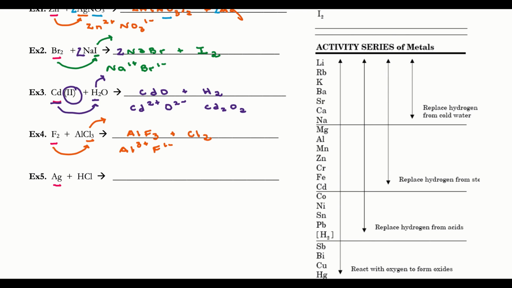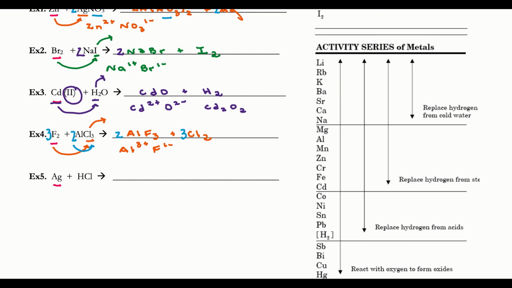All right, now I need to balance. I've got 2 fluorines on my reactant side and 3 fluorines on my product side, so I want to make that equal to 6. So I'm going to put a 2 in front of aluminum fluoride and a 3 in front of fluorine. Now I've got 6 on both sides. For aluminum chloride now, I need a 2 here so that I'll have 2 aluminums on both sides. Now I have 6 chlorines, so I've got to put a 3 in front of chlorine there to make 6, and I am balanced. Okay.